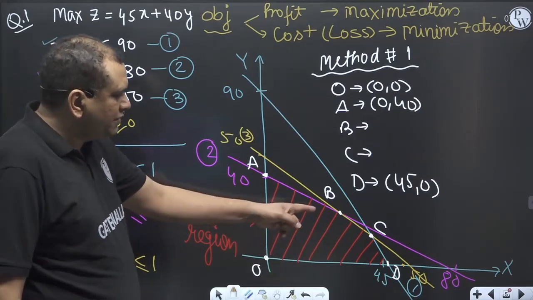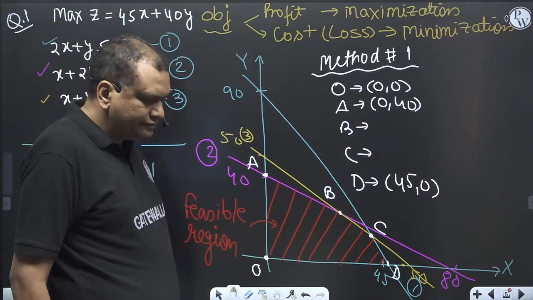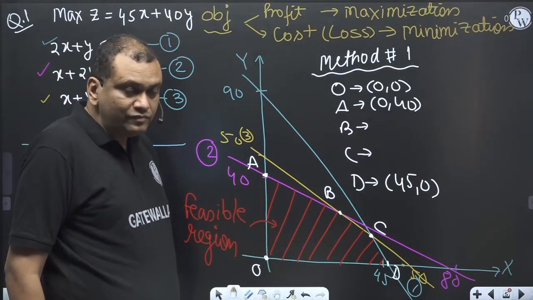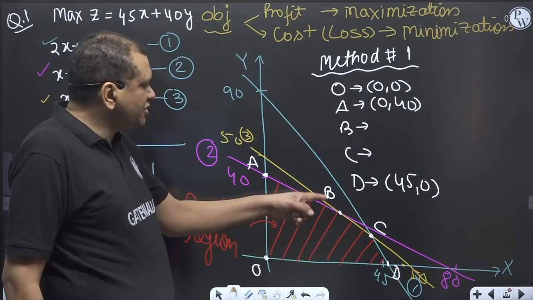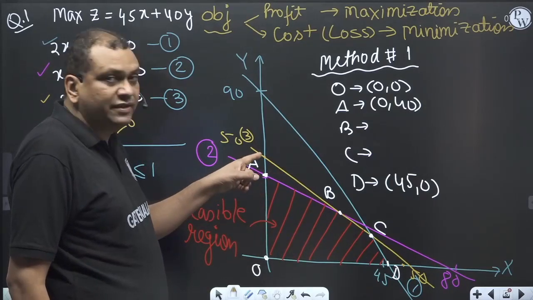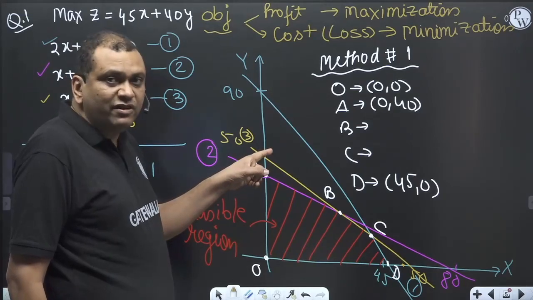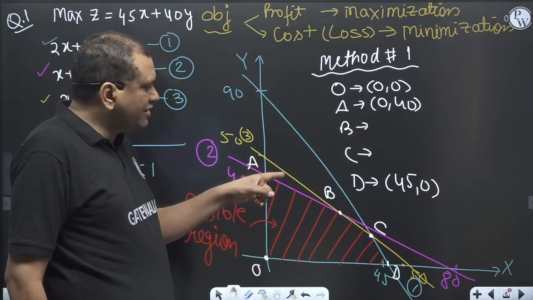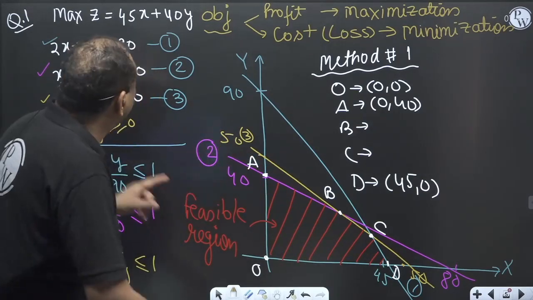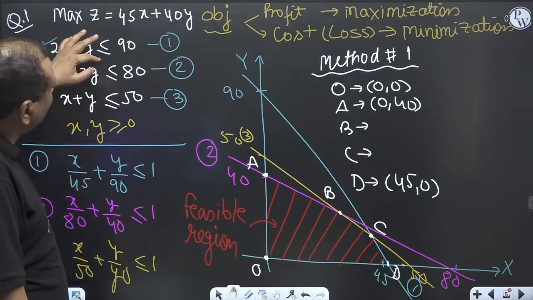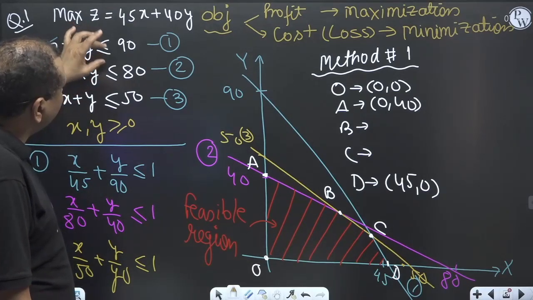Now this B will be the intersection point of constraint 2 and 3. So forget about these inequalities, take it as equal.